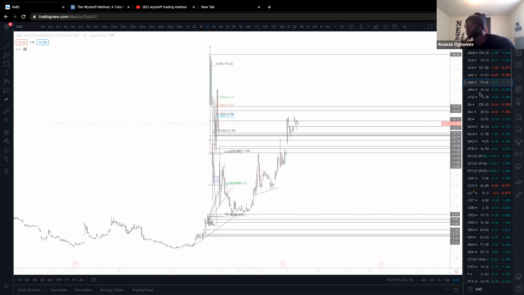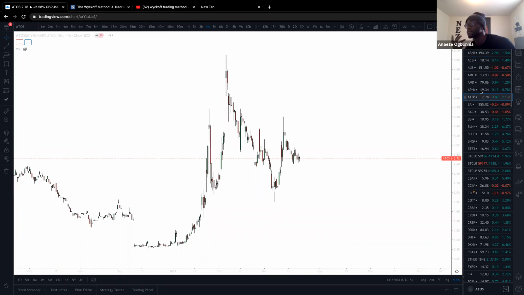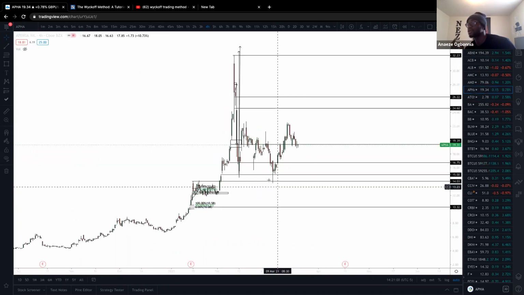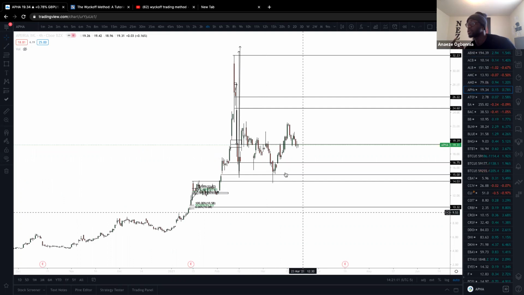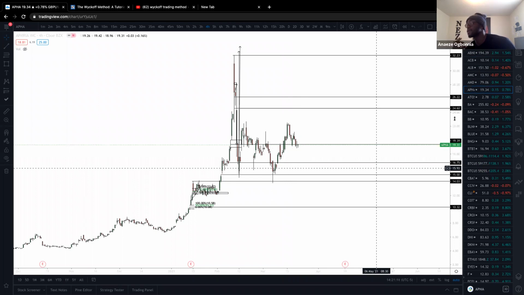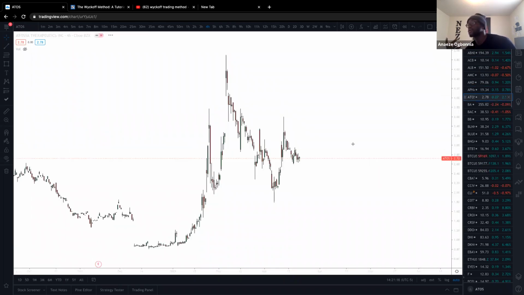AMC, I have it going to 20. AMD, 74. Alpha, I forgot where I was expecting this to go, but it hit my entry of 14. We are now in 22, so now we're sitting at 19, and then I'll pretty much describe every entry I have, erasing everything.